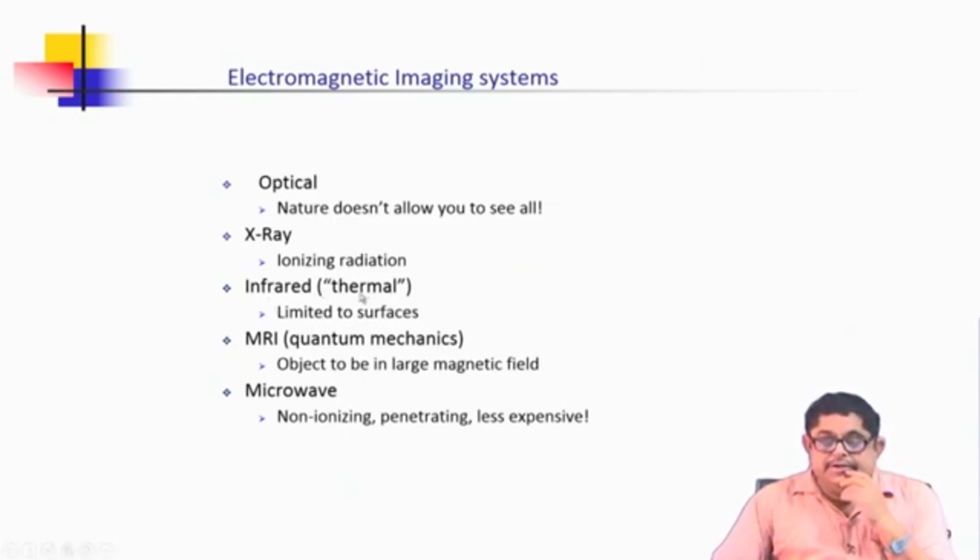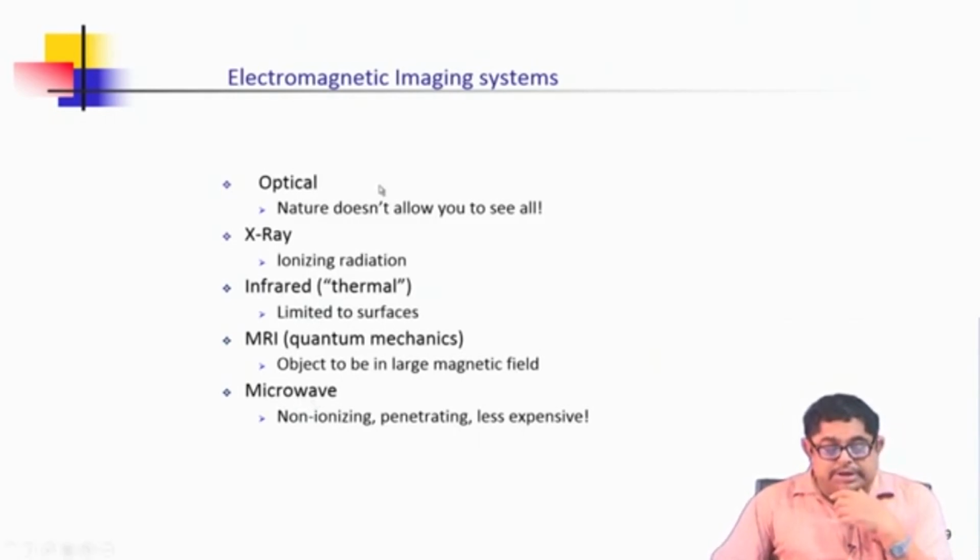Infrared, the problem is infrared cannot penetrate the surface. So you get only the impression of the surface, it does not have any penetration. MRI, the problem is the object to be imaged should be in a large magnetic field. Creating a large magnetic field requires huge heavy infrastructure, and it has its own problems for the human body, etcetera.